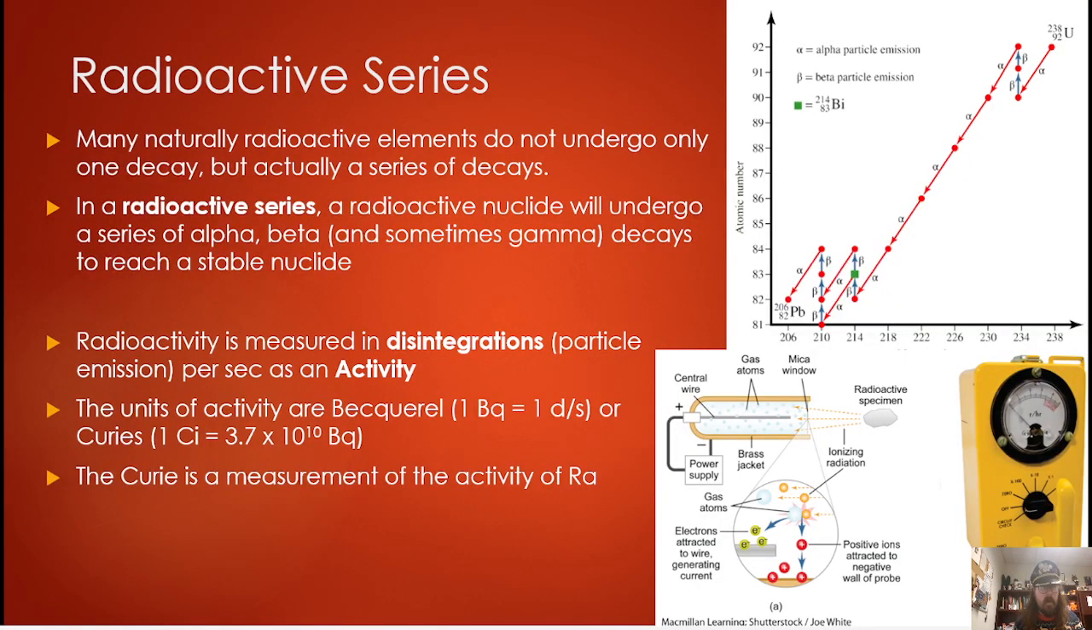Okay. Now, with that in mind, radioactive series. Most radioactive decay does not just go through one decay. It goes through a series of decays. Essentially, in a radioactive series, a radioactive nuclide will undergo a series of alpha, beta, and sometimes gamma decays until it reaches a stable nuclide.